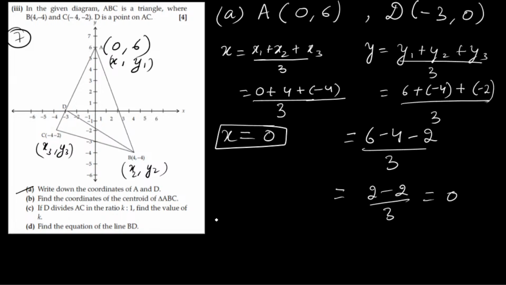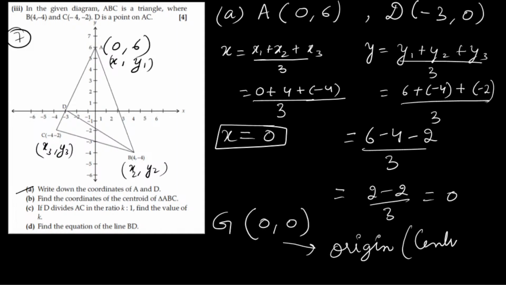The coordinates of the centroid, which we write with G. The centroid of a triangle we write with G. So the coordinates of the centroid are 0, 0, and 0, 0 is the origin. That means the origin is the centroid of this triangle. Centroid we write with capital G. Okay, so for triangle ABC, the centroid's coordinates we have done.